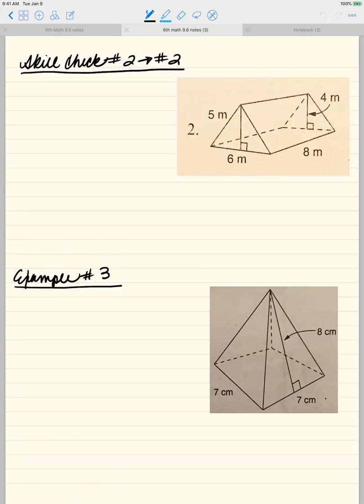Skill check number 2, so box skill check number 2. Number 2, we're going to go ahead and we are going to work through that example.